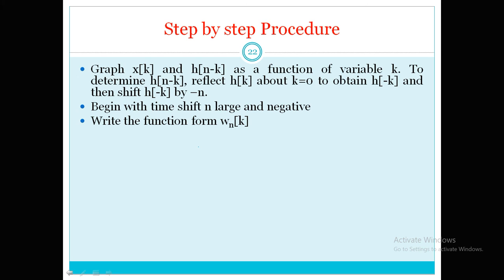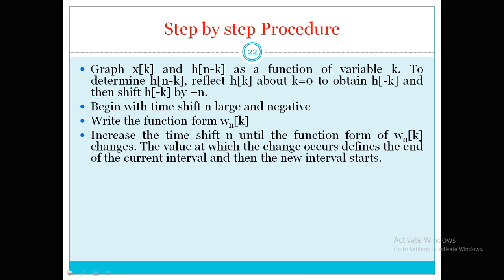Now I am starting from the last, large negative n. That means h of n minus k, I need to move towards the right. And I need to see the values where these two are having values. That will be clearly explained by taking an example.